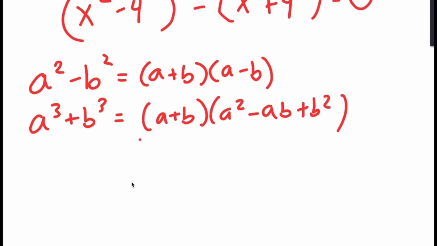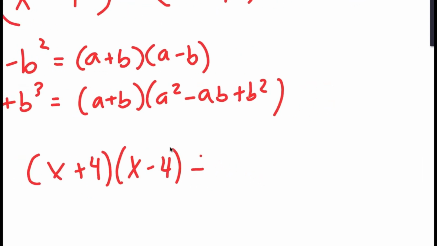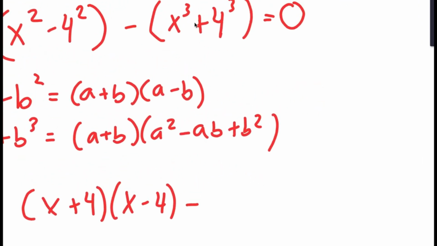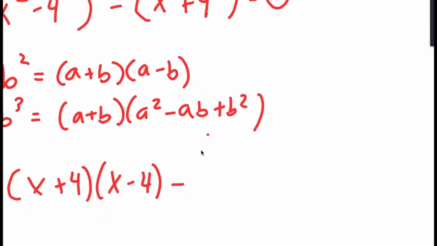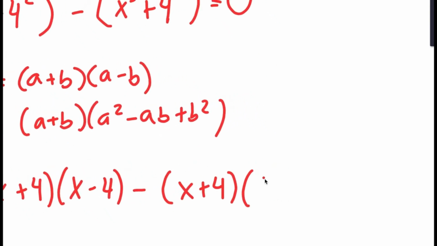So for x squared minus 4 squared, it's going to turn into x plus 4 times x minus 4. And the minus a to the power of 3 plus b to the power of 3, or in this case, x to the power of 3 plus 4 to the power of 3, is going to turn into x plus 4 times x squared minus 4x plus 16.